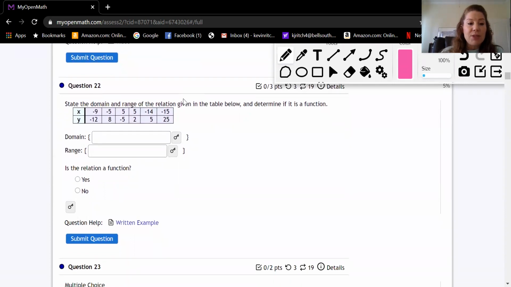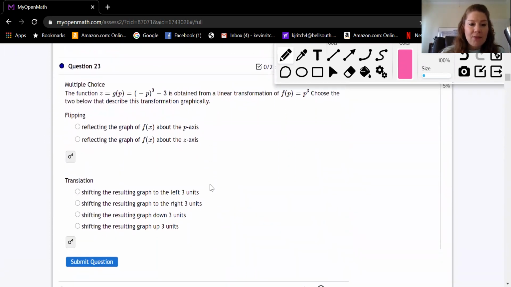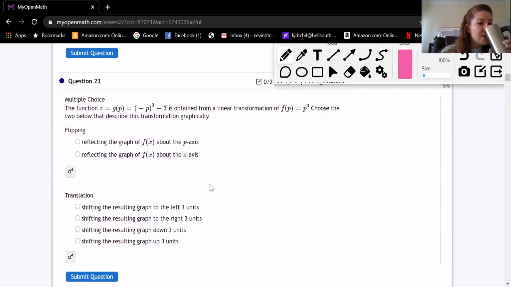So on this one, we would just simply type all of the x values on number 22 and then we type all the y values. But it's not a function because there's two 5s. It's not a function. All right, so what about this one? Coffee break.